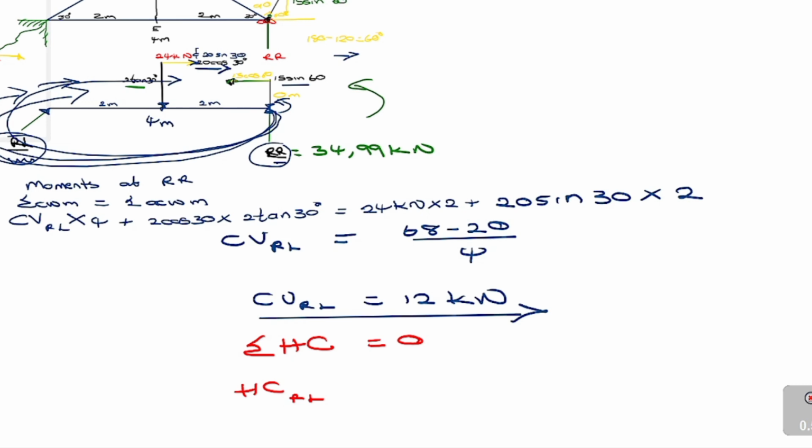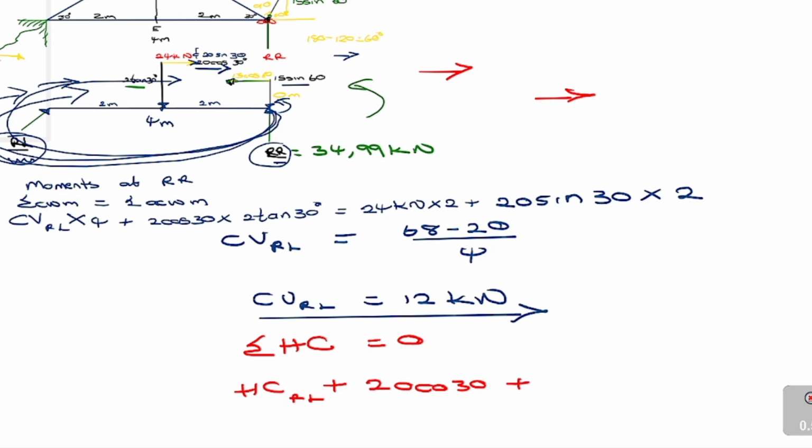You're looking for the horizontal component of the R hinge, right? So what you're going to do is find the other forces that are acting in that same direction and add. So you'll find out that you have 20 cos 30 acting in that direction. That's the only force that you have that is going to the right.